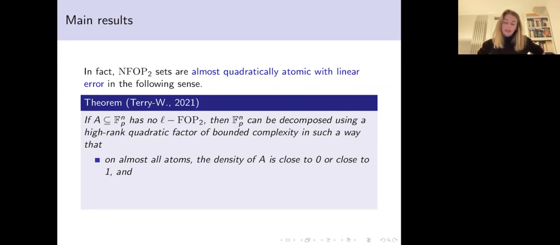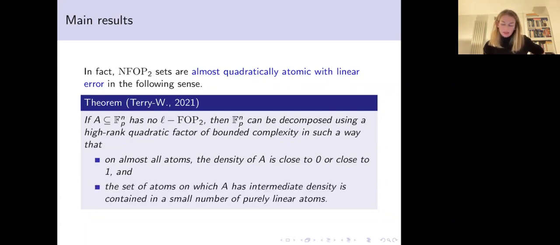But in addition, the set of atoms where we're not close to 0 or close to 1 with the density will be contained in a small number of purely linear atoms from the same factor, I should stress. So let me draw a quick picture and then I'll stop.